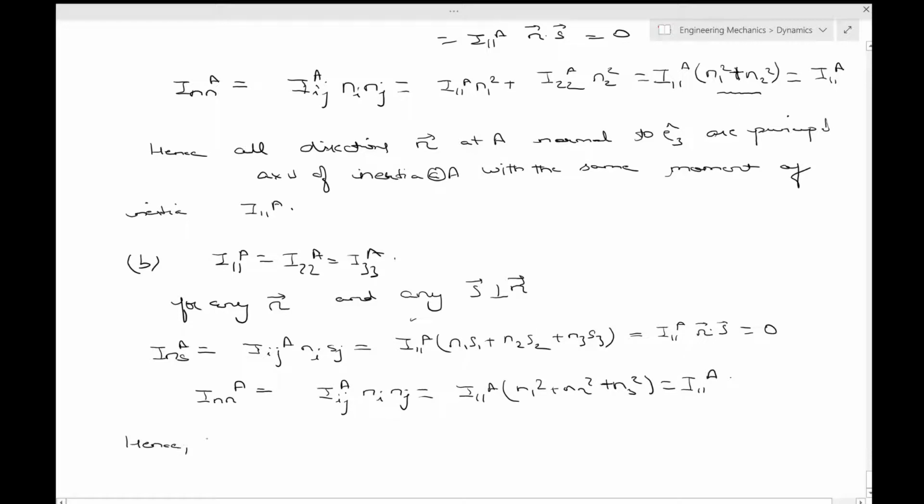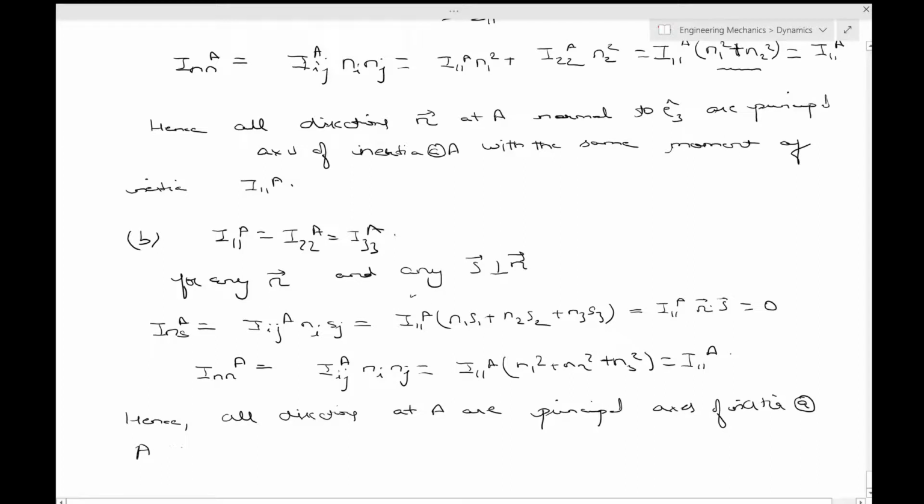Hence, all directions at A are principal axes of inertia at A, with the same moment of inertia I11 of A.